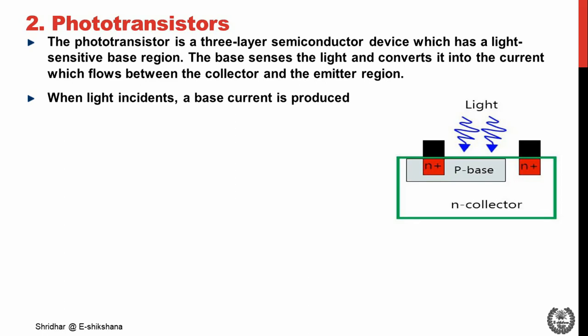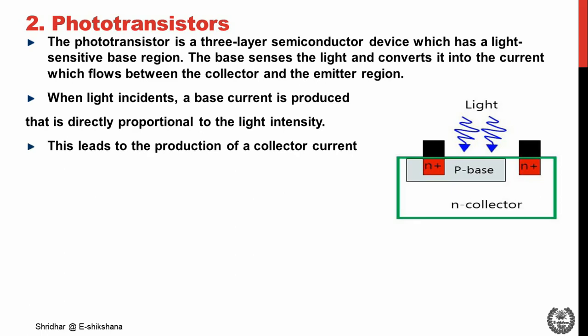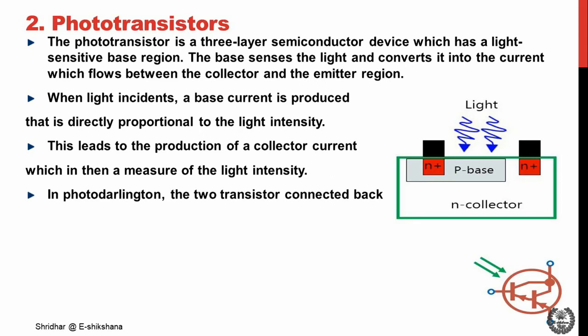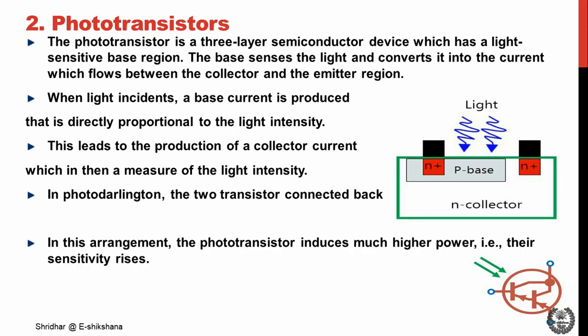When light is incident, a base current is produced, which is directly proportional to the light intensity. This leads to production of a collector current, which is then a measure of the light intensity. In a Darlington arrangement, the two transistors are connected back to back as shown in the diagram. In this arrangement, the phototransistor gives much higher power, that is, their sensitivity rises.